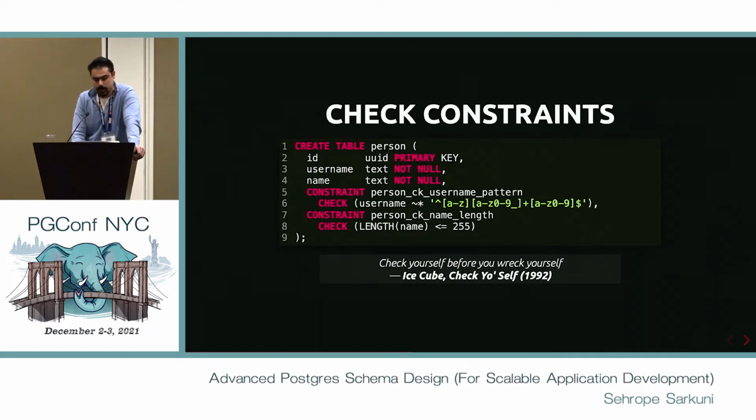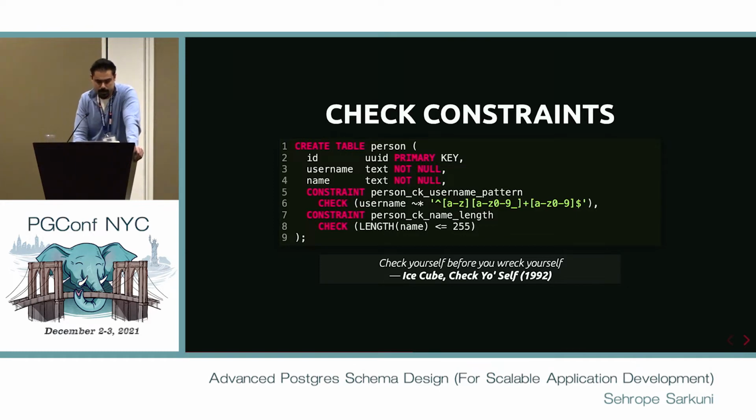So check constraints. Check constraints are kind of like the building block of validation within your schema, of defining these invariants at the column level that you want your data to hold. In this example, we have a person table, and we have these two check constraints on there. One on the username, and one on the name itself.